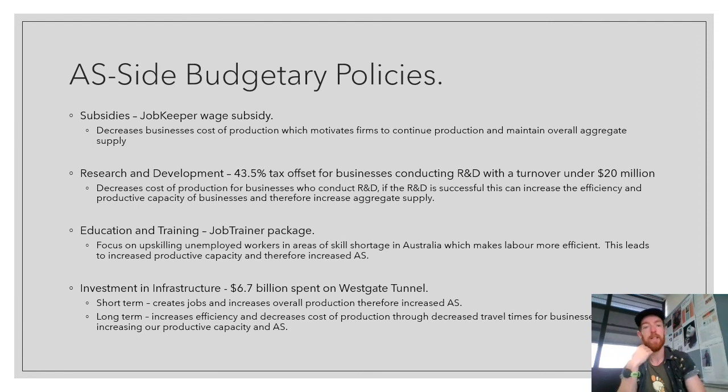Then infrastructure, 6.7 billion spent on the West Gate Tunnel. In the short term, creates jobs, increases overall production, therefore increased aggregate supply. In the long term, increases efficiency, decreases cost of production through decreased travel times for businesses, which increases our productive capacity and aggregate supply. In infrastructure questions, you sometimes get like a discuss or an analyze question worth 4 marks. Really worth looking at the short-term and long-term impacts to get those 4 marks.